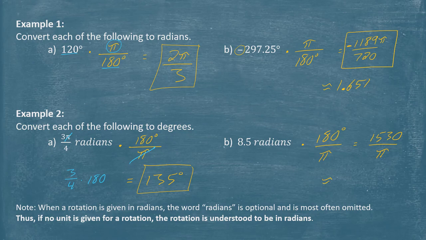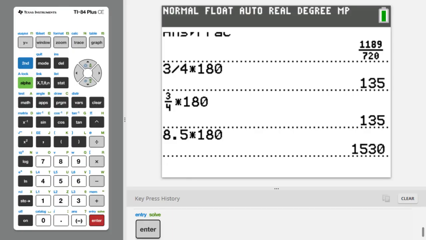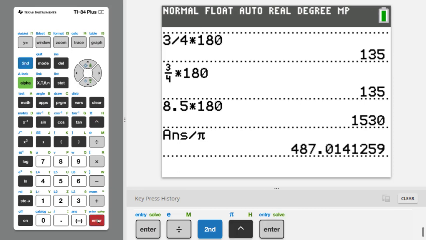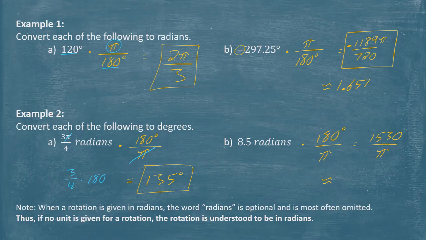Or since it did start in decimal form, we could go ahead and divide by pi. So if I did that really quick, I'll just divide that answer by pi, which, as you can see here, is right above the power button. So it's going to be the second of that power button to get that on the screen, and it gives me that it's approximately 487.01. So let's just call that 487.